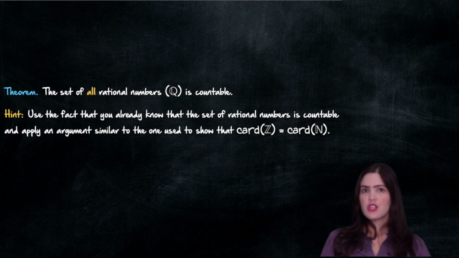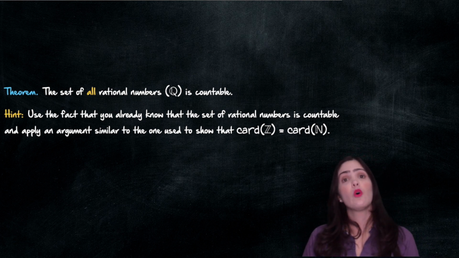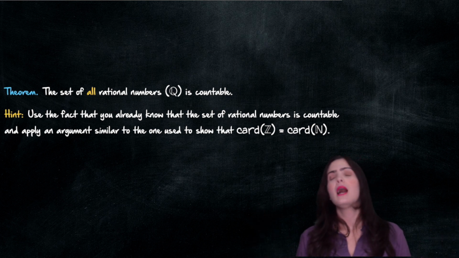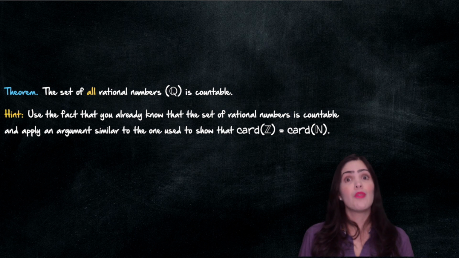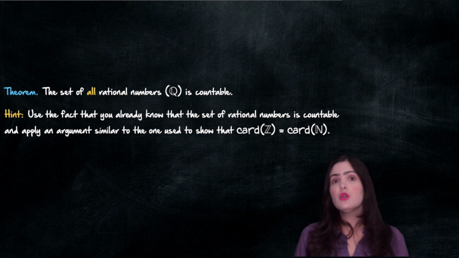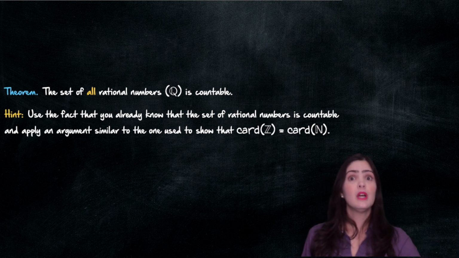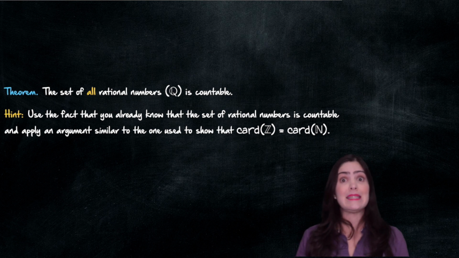Now, we didn't properly prove it, but I gave you an idea of why the set of all positive rational numbers is countable. Now we can extend this to the set of all rational numbers. I know that there are, in a way, twice as many, but we can show that this set is also countable if we use the fact that, first of all, the positive rational numbers are countable, and then we use an argument very similar to the one we used to show that the cardinality of the natural numbers and the cardinality of the integers is the same.